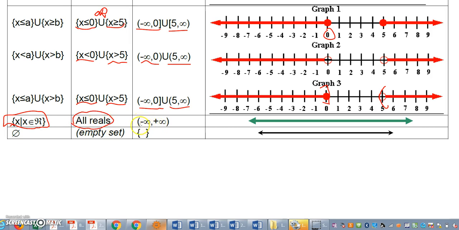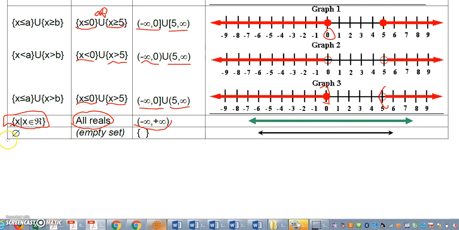And interval notation to represent all real numbers is you just say from negative infinity, comma, plus infinity, and that tells you that we include everything on the number line. Now notice this number line is all shaded in green. The entire number line is shaded, so that implies that the entire number line is the solution.